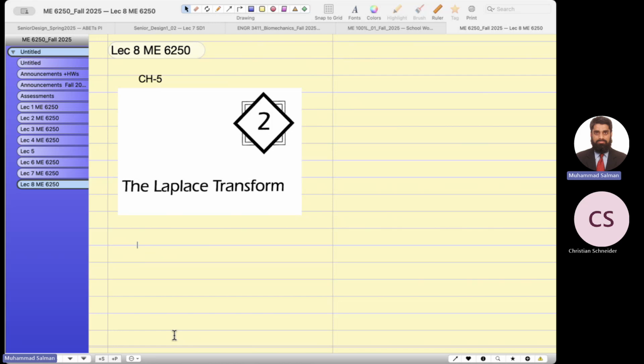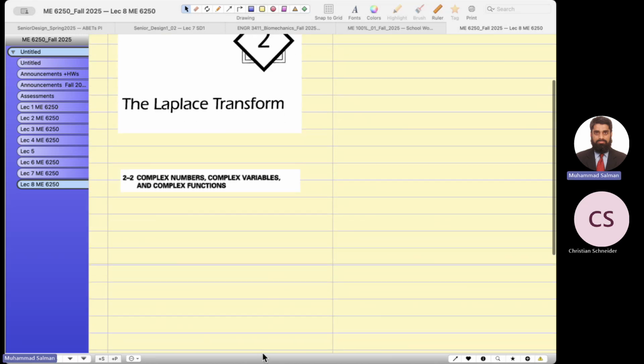Let me grab the definition of Laplace transform. Some of the slides, the chapter you will study on your own. For example, the complex algebra. So I'm not going into the details, but I want to show you what you need to know about the complex algebra.